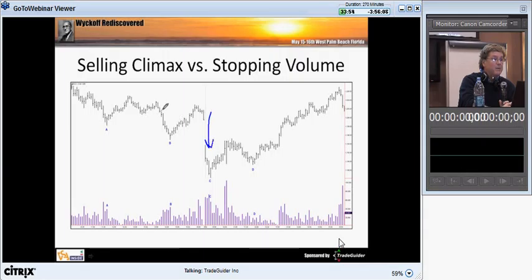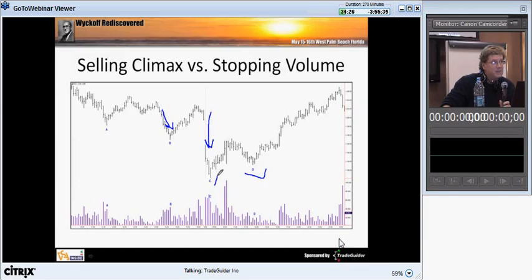And here, you could almost say that this might be kind of climactic, and it is to some degree, but volume is really expanding on the down wave, and then on the up wave, it's not coming in. But it doesn't also get tested very well, does it? Either of these stopping volume indications.